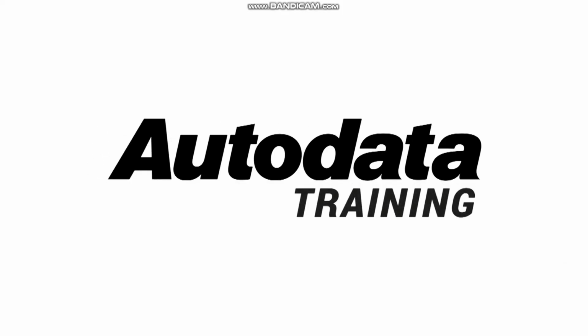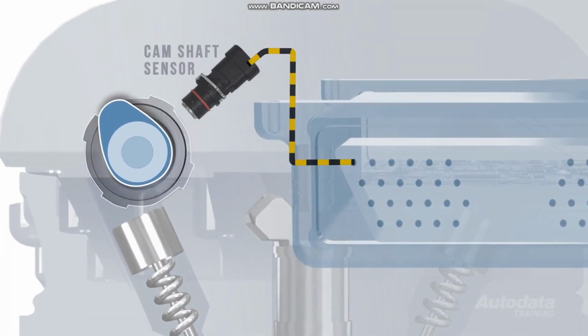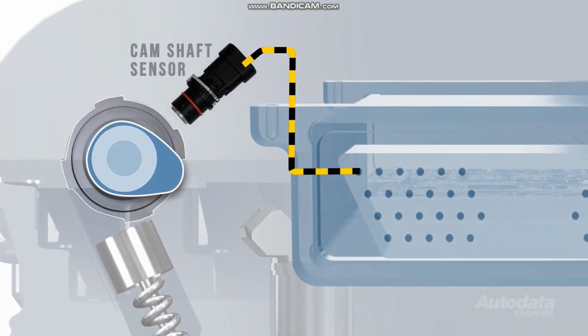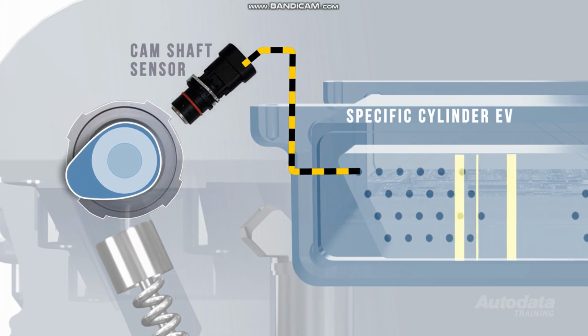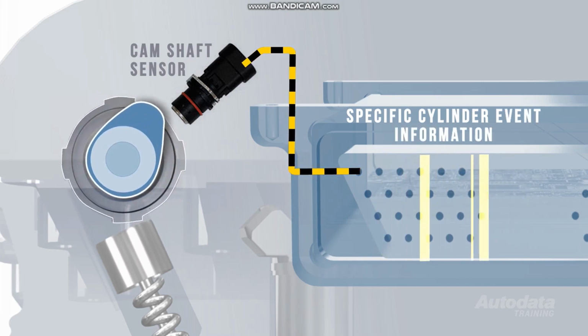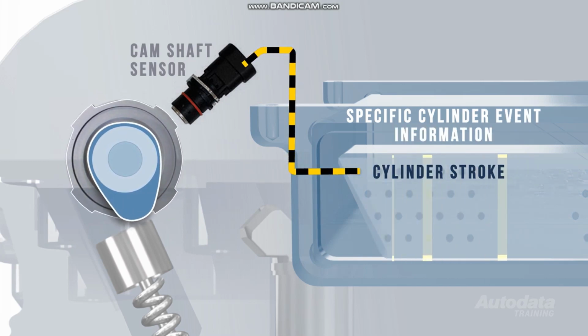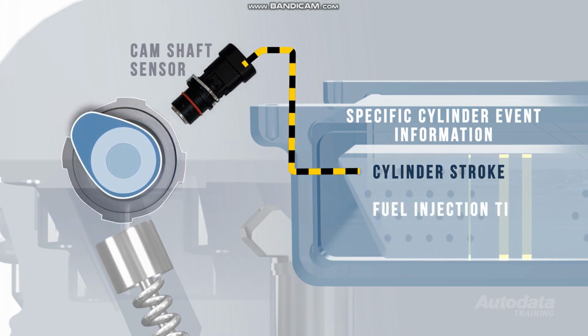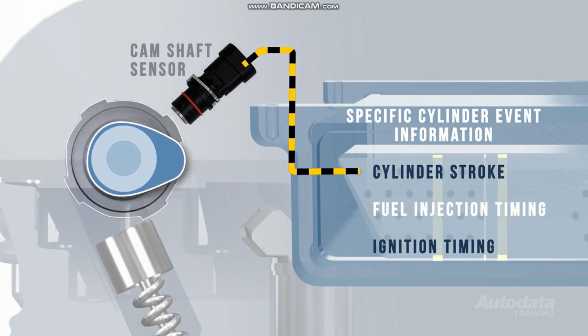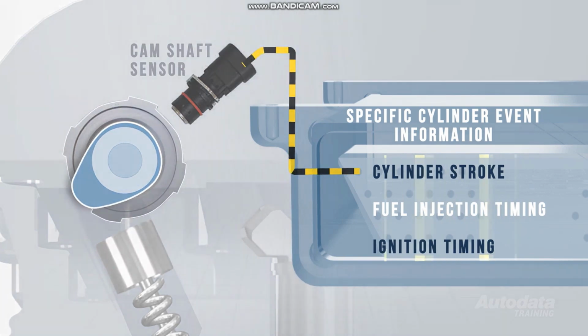Without the exact position of the camshaft, how does the ECM know which is the event cylinder for a sequentially injected engine? The camshaft sensor is used to relay the exact position of the camshaft to the ECM for specific cylinder or event information. This includes what stroke the cylinder is on, when to inject the fuel, and when is the optimal time to ignite the air-fuel mixture.